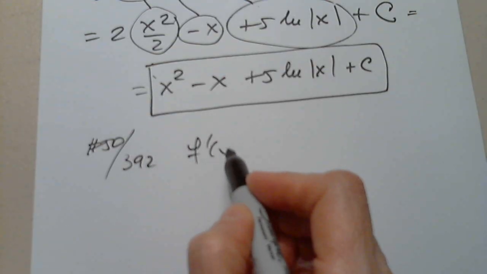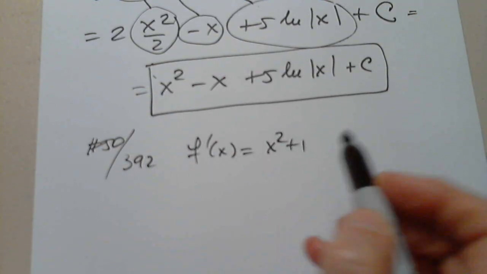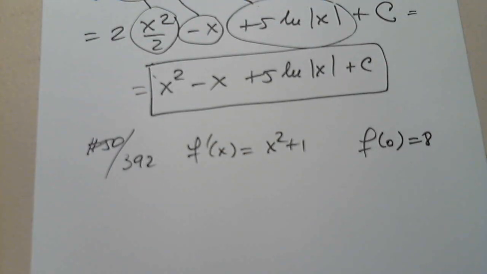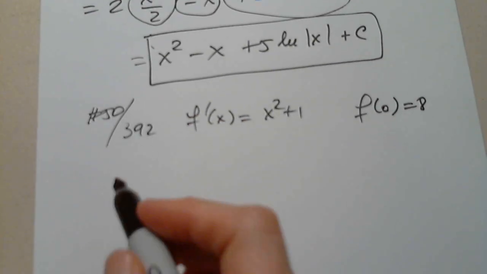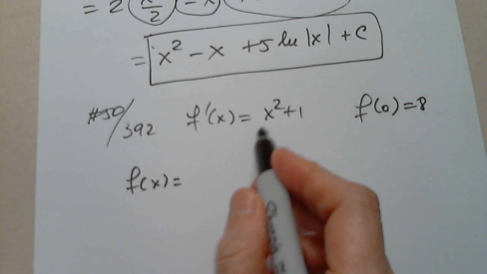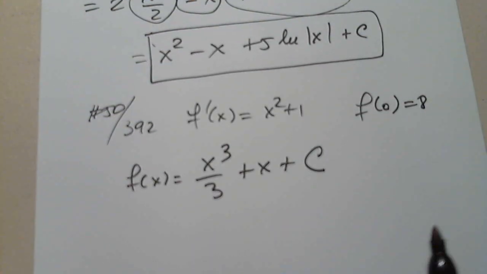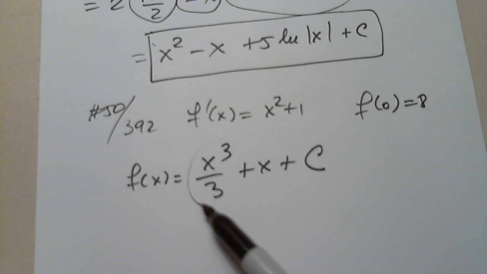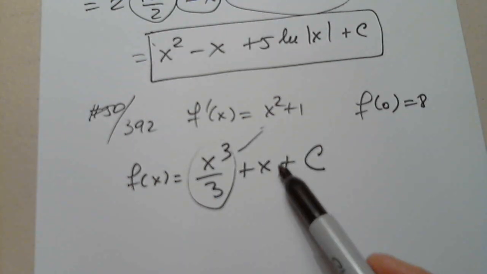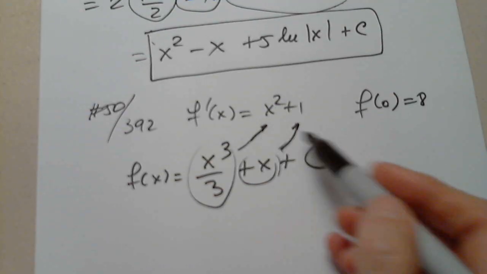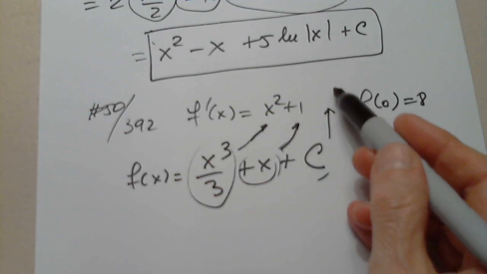So we have f prime of x equals x squared plus 1. And we are told that f of 0 is 8. We cannot use this information because we do not have f yet. So then we know that f of x will be x to the third over 3 plus x plus a constant c. How come? When I differentiate this piece, I get x squared. When I differentiate this piece, I get 1. And when I differentiate this, I get 0.